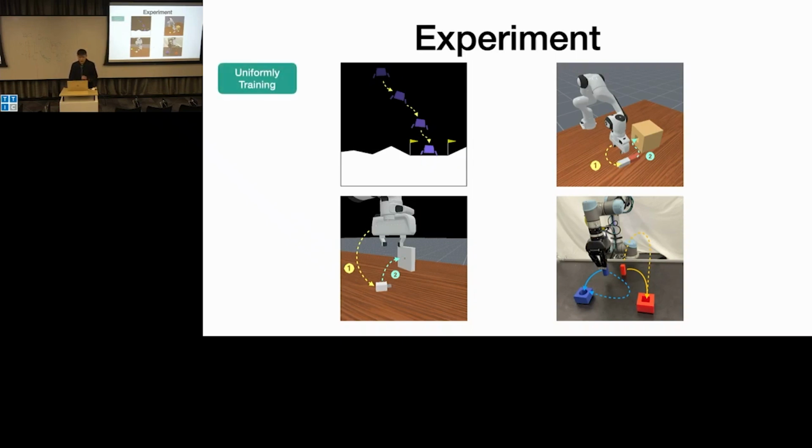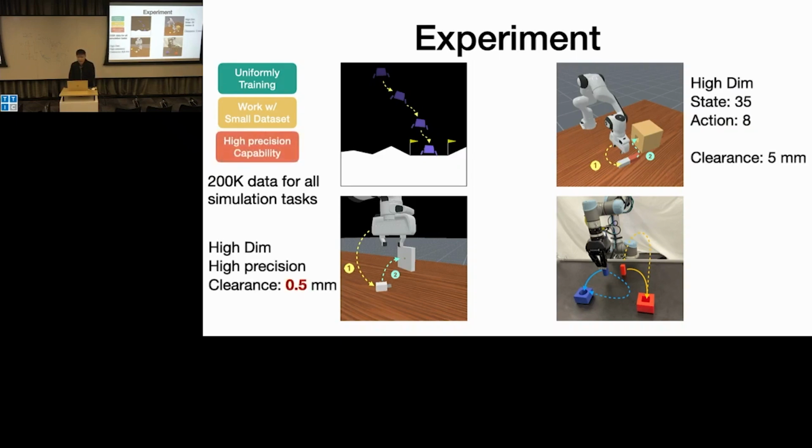First is uniform training. As I said, from easy to hard, we always apply the same model and the same hyperparameters. We don't need to tune anything. Second, we can work with a small data set. For all these simulation tasks, we are all working with 200K training data. Last thing, high precision. For this high dimension, high precision puck insertion, the state dimension is 35, action dimension 8. And for this charger plug, it's for the high precision, it's like industrial level clearance. The clearance is just 0.5 millimeter.